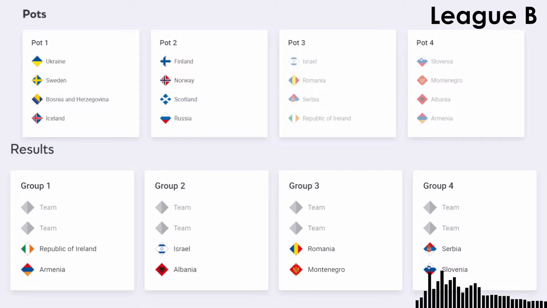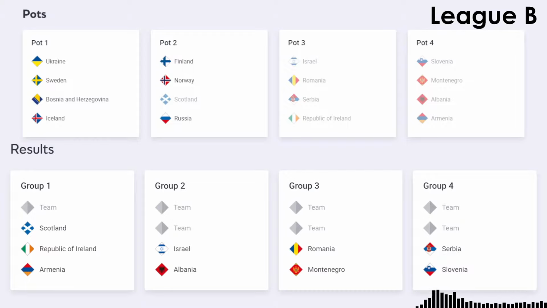So Scotland on Group 1 with Republic of Ireland and Armenia. They are going to play Scotland in Group 1. Now we are going through Group 2's decision. Russia joined Group 2 with Israel and Albania. League B draw is ongoing.